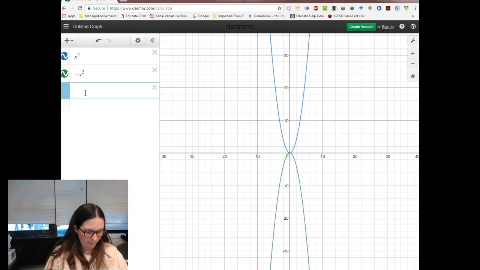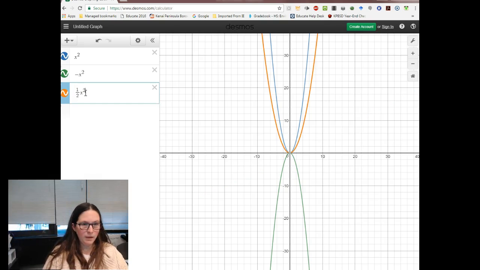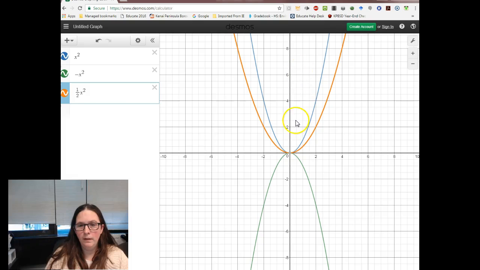And this one I can take my x squared, and I want to make the coefficient in front of it smaller. So I'm going to use a 1/2 x squared. And when I do that, you can see that this is my orange equation here. And suddenly now you can see it's slightly wider, if you will, than my first x squared.